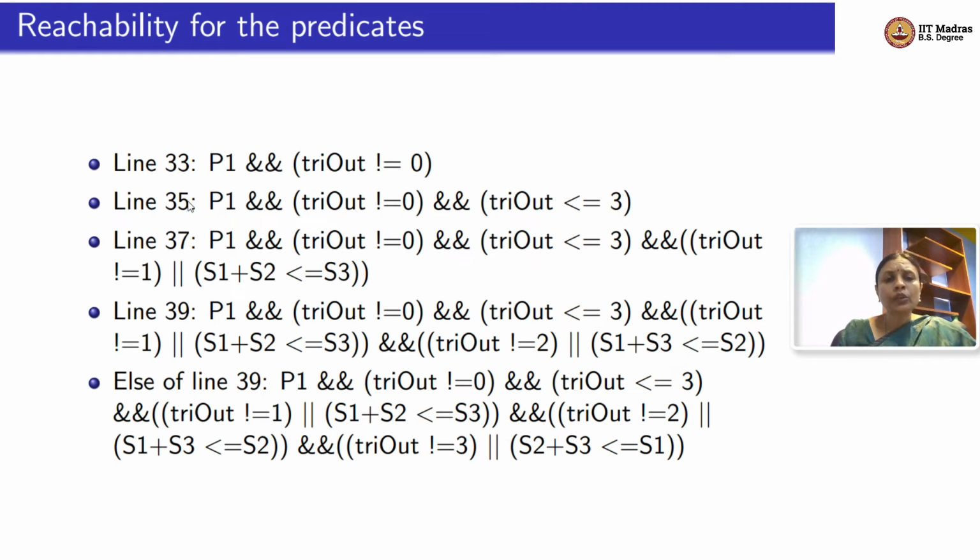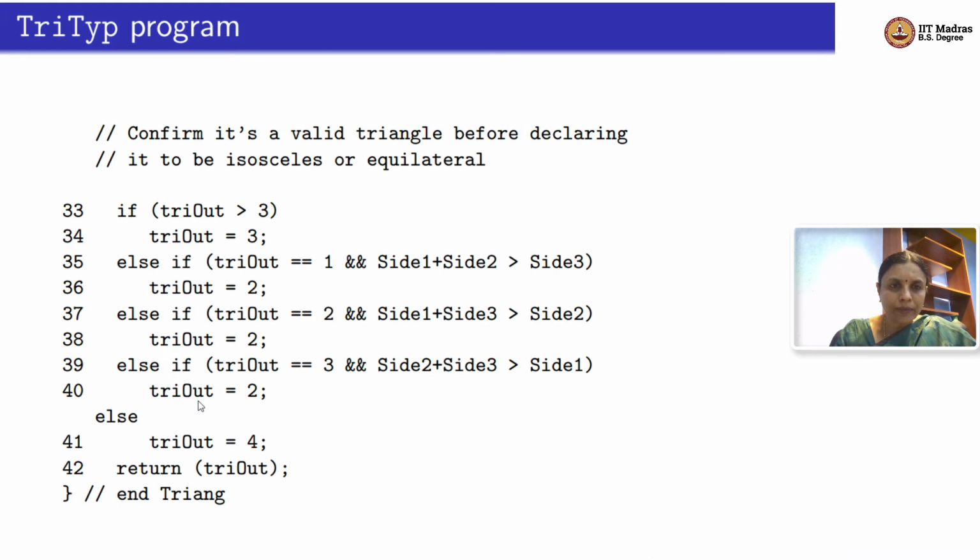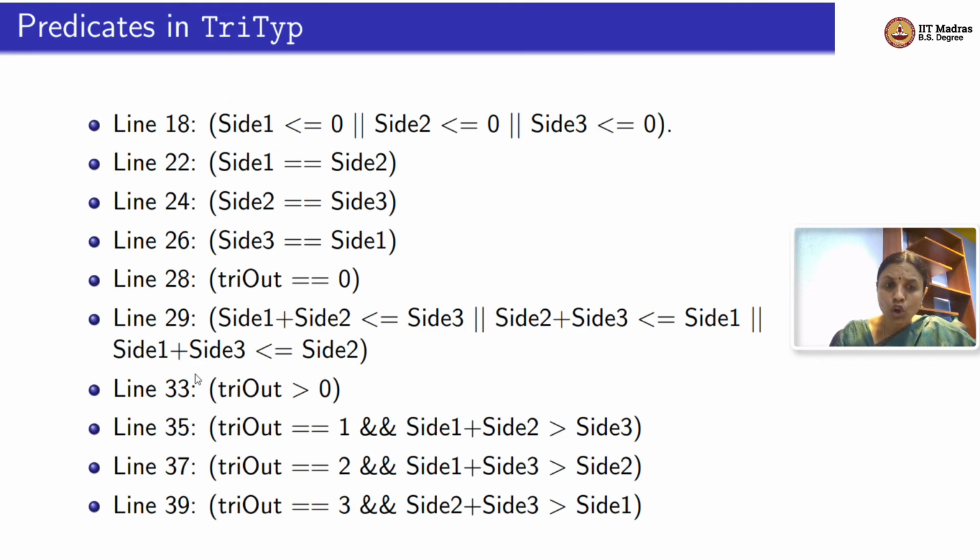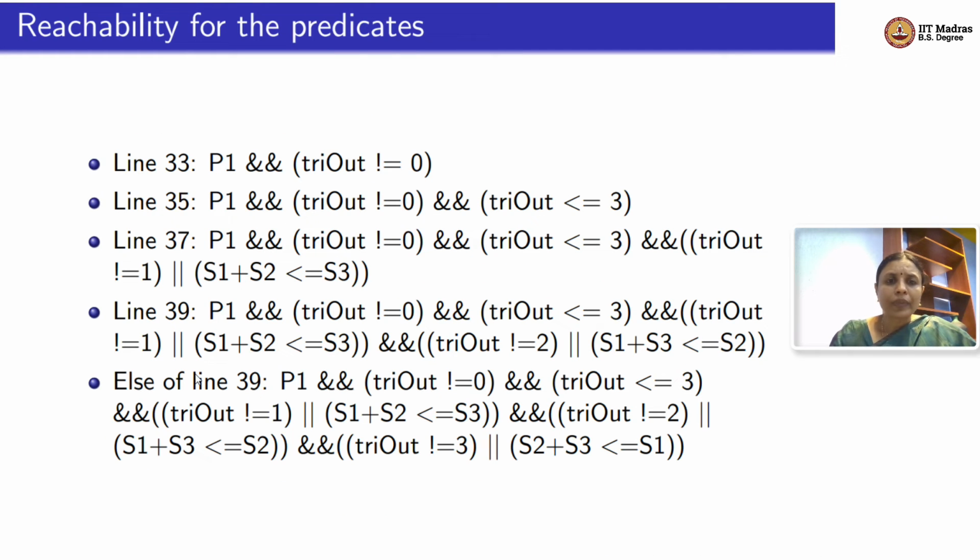I'm just continuing to list the reachability conditions for the predicates in the other lines: 33, 35, 37, 39 and the else part of 39. It's basically all these lines that you see here. 33 is tryout equal to 3, tryout is greater than 3, 35 is this else if, 37 is this else if, 39 is this else if and so on. I have to solve for tryout, but I have not yet done that. I have just listed the conditions here for reaching.